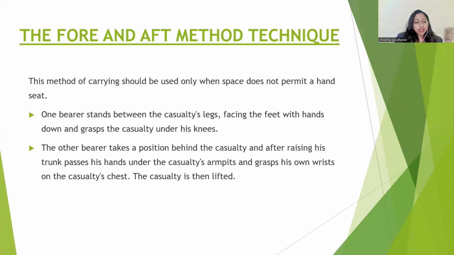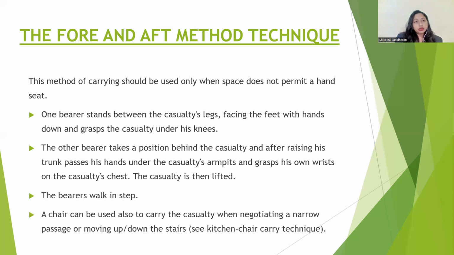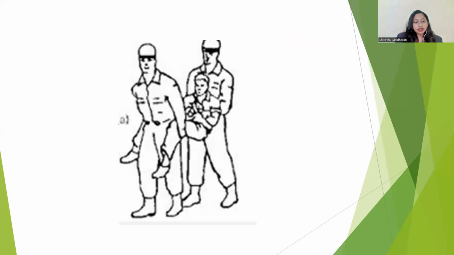The other bearer takes the position behind the casualty and, after raising his trunk, passes his hands under the casualty's armpits and grabs his own wrist on the casualty's chest. Then the casualty is lifted up. The bearers walk in step. The chair carry can also be used in this technique if they are trying to climb a staircase or ladder where the space is very limited. We can call that particular situation the kitchen chair carry technique as well.